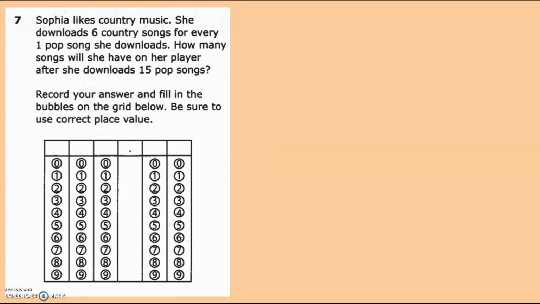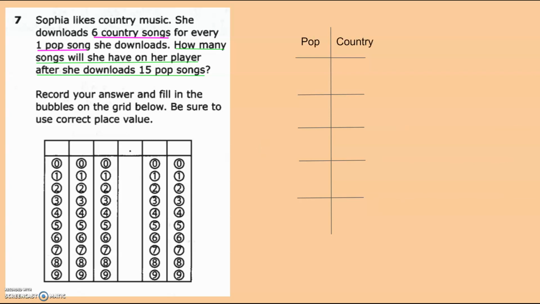Sophia likes country music. She downloads 6 country songs for every 1 pop song that she downloads. How many songs will she have on her player after she downloads 15 pop songs? I know a T-chart's going to help me with this one. I'm going to put pop on the first side, country on the other one.